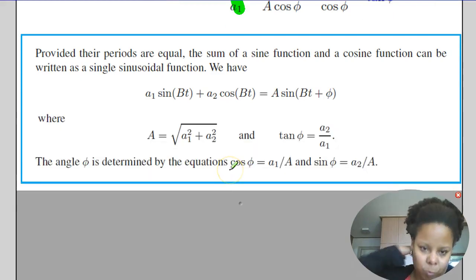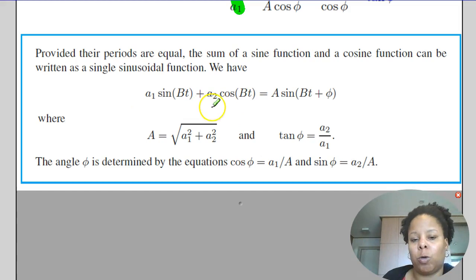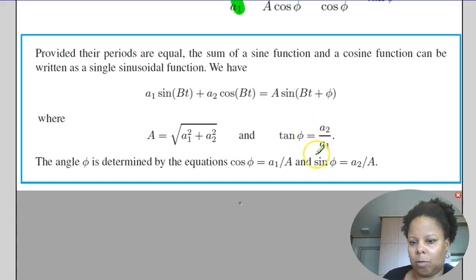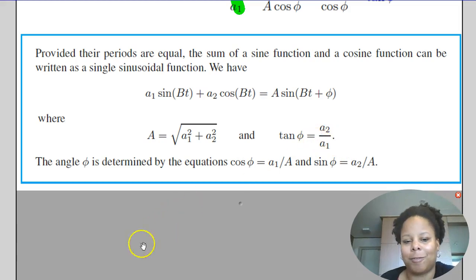We did an example where A1 and A2 were 1 and B was 1. That's how we ended up with our square root of 2, since 1 plus 1 is 2. And we ended up with pi over 4 because the inverse tangent of 1 is pi over 4.